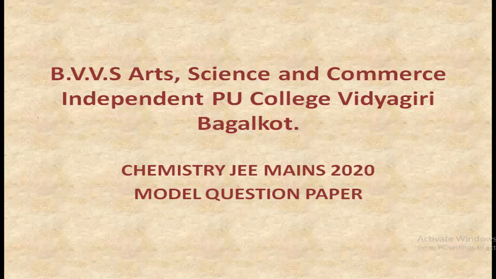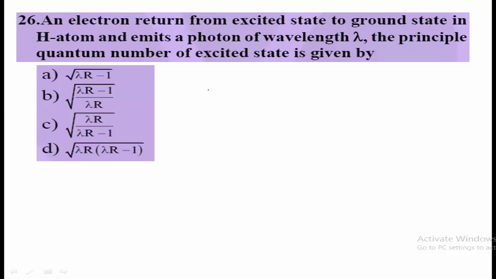Hello everyone. Today we will solve the Chemistry JEE Mains 2020 model question paper. The 26th question: an electron returns from an excited state to the ground state in a hydrogen atom and emits a photon of wavelength lambda. The principal quantum number of the excited state is given by. Here you need to calculate the principal quantum number of the excited state.